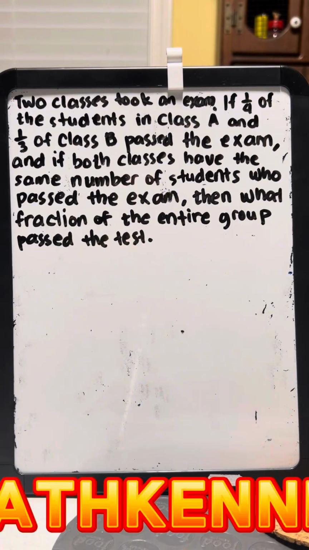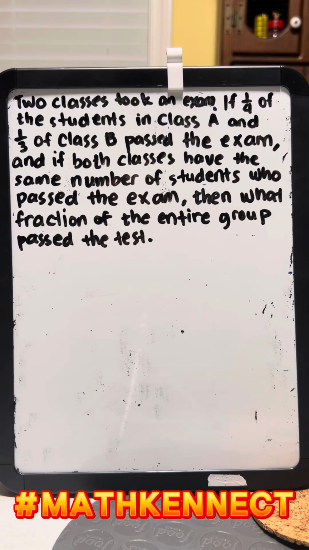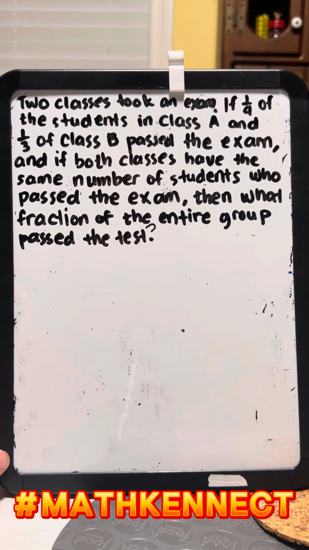Here is the question. Two classes took an exam. If 1/4 of the students in class A and 1/3 of class B passed the exam, and if both classes have the same number of students who passed the exam, then what fraction of the entire group passed the test? So here is the solution.